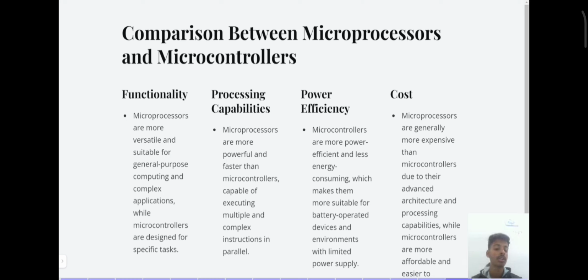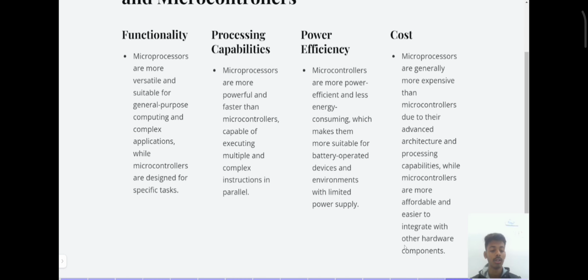Cost. Microprocessors are generally more expensive than microcontrollers due to their advanced architecture and processing capabilities, while microcontrollers are more affordable and easier to integrate with other hardware components.